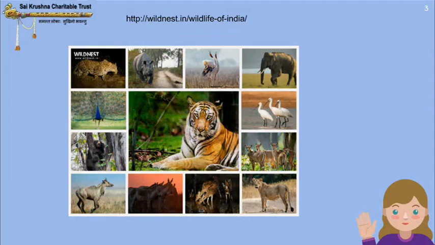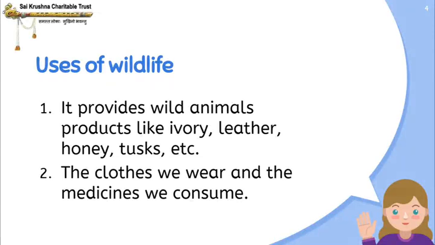So this is one of the images of wildlife, where you can see the birds, animals and plants. Okay, so let us look at the uses of wildlife. So wildlife has got many uses. Okay, I have just mentioned 2 uses in this video. So first point, it provides wild animal products like ivory, leather, honey, tusks, etc.